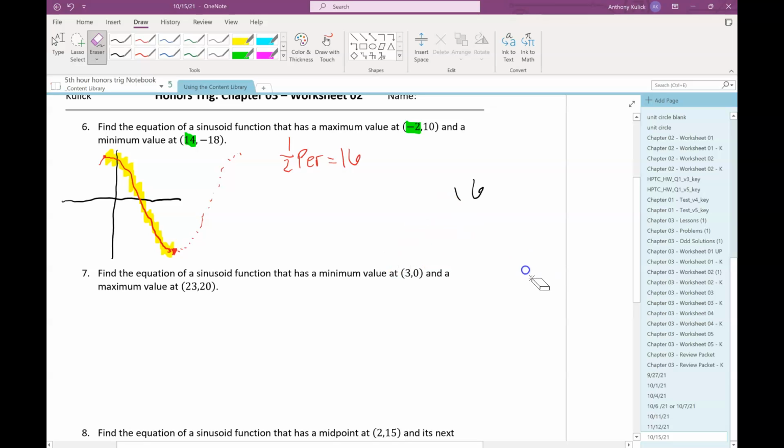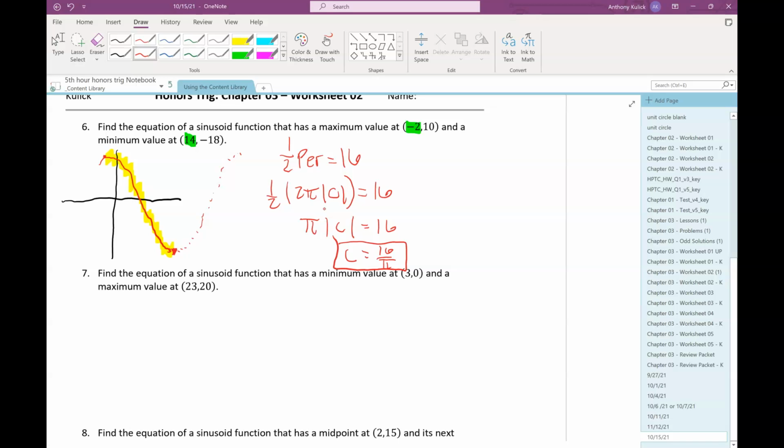And then we know that a period is 2 pi times c, or absolute value of c, I guess I should say. So one half times 2 is just 1. So I'm left with just 1 pi c equals 16. And I'll divide both sides by pi. And I know that the c's I always choose to be positive. So I'll just say that c is going to equal 16 over pi. Does that feel okay? Yeah.